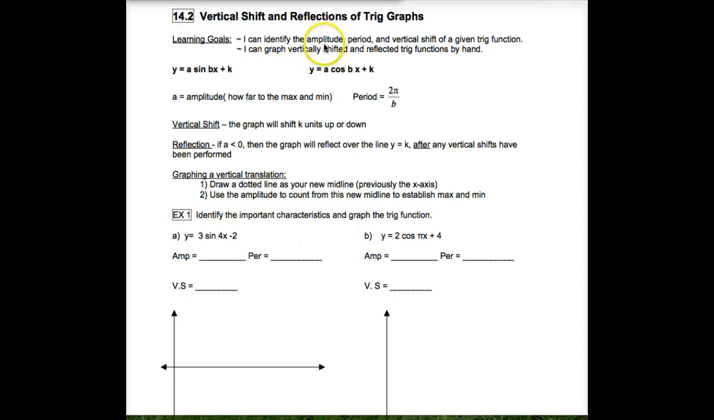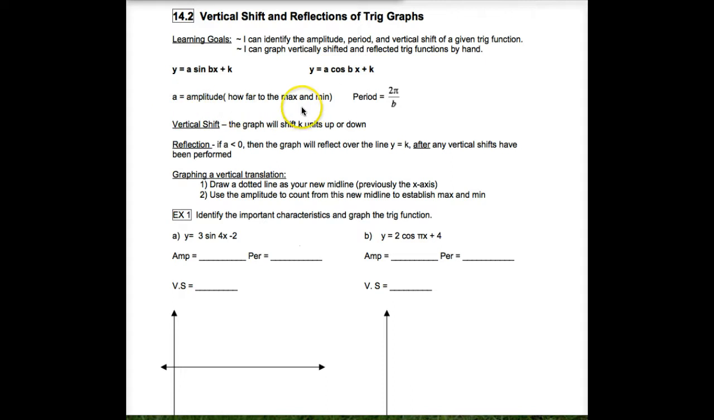We want to be able to identify the amplitude, the period, and then the vertical shift of a given trig function, both when we're looking at the equation or the graph. And we want to be able to graph vertically shifted and reflected trig functions by hand. Again, we're doing all of this without a calculator. So our sine and cosine, we are now essentially going to be adding k to the end of what we started with in our 14.1 lessons.